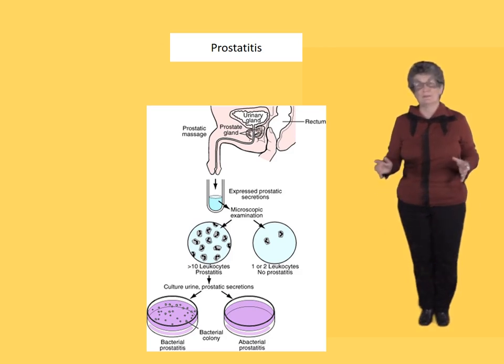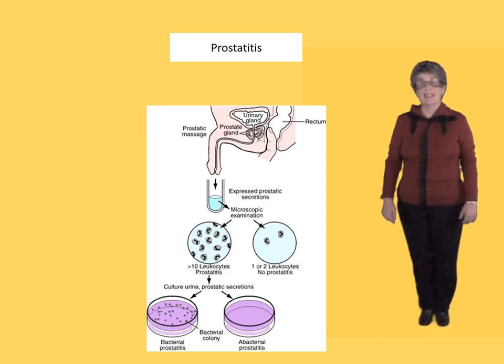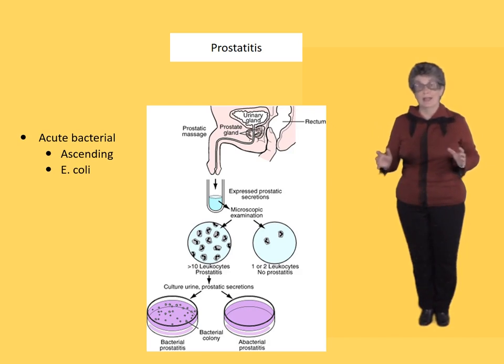Let's move along from the bladder and think about the prostate. Prostatitis is an important pathology. It can either be acute or chronic. In acute bacterial prostatitis, E. coli is the main causative organism, and like bladder infections, it tends to be an ascending infection.